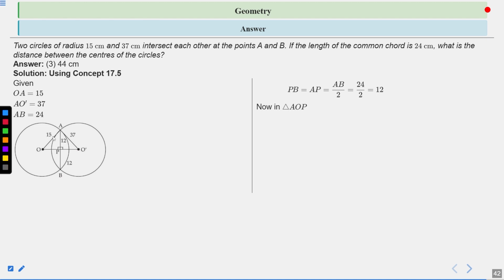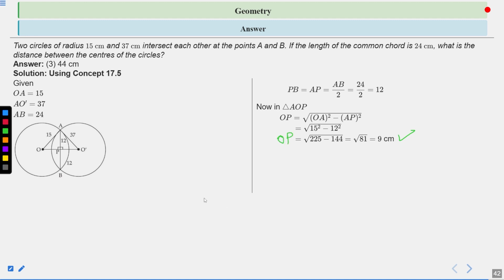Now, in the triangle AOP, we need to calculate the length OP. By using the Pythagoras theorem, we can say that OP equals under root OA square minus AP square. So we get under root 15 square minus 12 square. We get under root 225 minus 144, which equals under root 81, or we can say 9 centimeter. So we get the length of OP, which equals 9 centimeter.